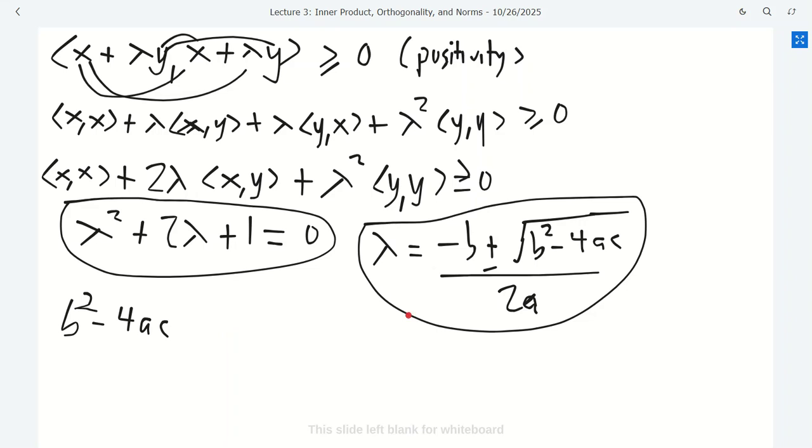When you draw your graph, it is supposed to intersect the x-axis. But because we are saying it's greater than or equal to 0, the graph will just touch the axis and go up. It won't cut it. So when it happens like that, you have just at most one root.